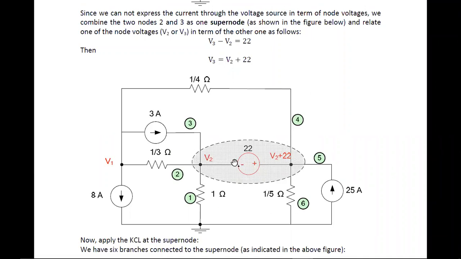You can write V2 equals V3 minus 22, and instead of V2 you can write V3, so that comes under the completely V3 category. Here I'm converting these two nodes into one unknown parameter, that is V2. Here V2, here V2 plus 22, because V3 is nothing but V2 plus 22. That is the reason I wrote it directly.